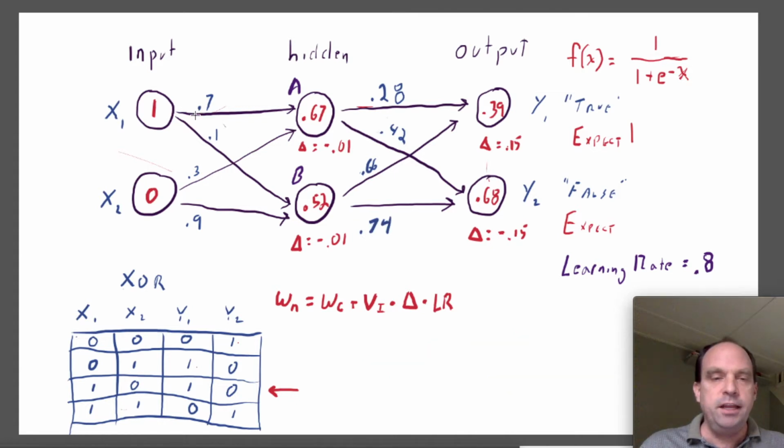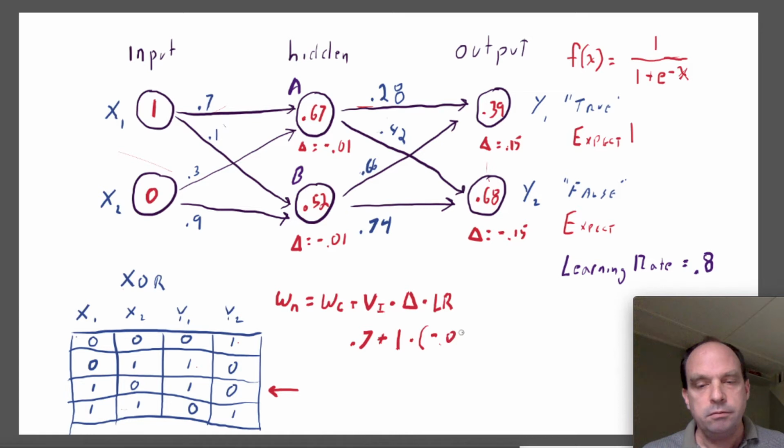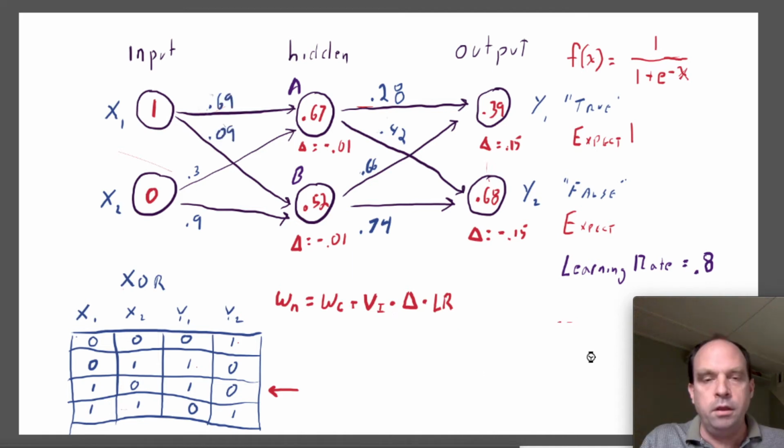The process for calculating the weights going from the input layer into the hidden layer is exactly the same. I'll go through the first one here. We have a current weight from X1 to A of 0.7 plus the value from X1 of 1 times the delta, negative 0.01, times the learning rate, 0.8. And we see that's approximately 0.69. I'm going to let you verify the rest of the values.